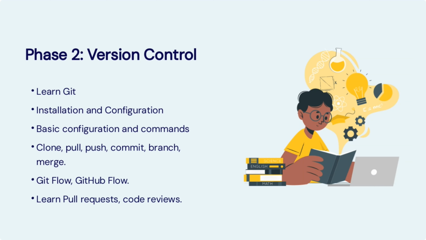In phase 2, version control, you need to dive into the world of Git. Learn Git, including installation, configuration, and basic commands. Understand Git flow and GitHub flow, and master pull requests and code reviews. This phase is crucial for establishing a solid foundation in version control. In-depth knowledge of Git is necessary to build a strong DevOps career.